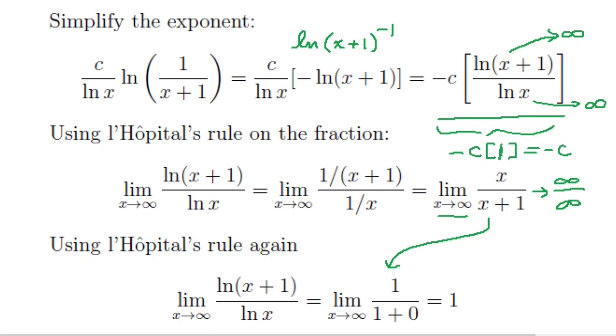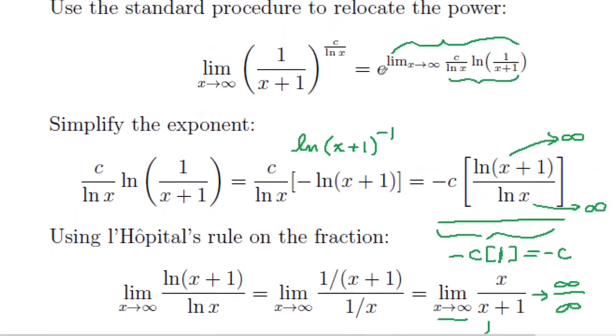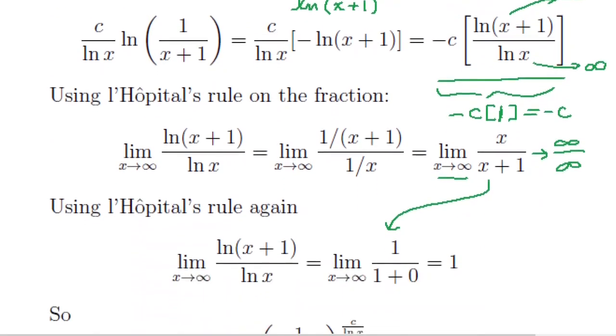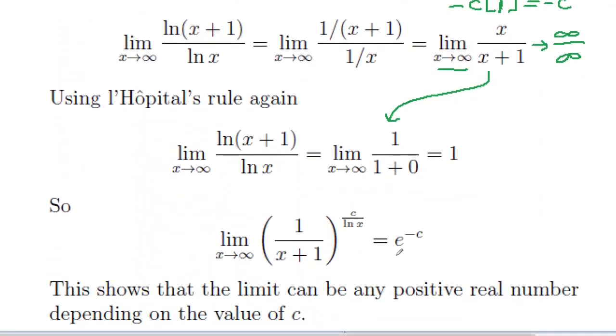And that means the limit that we have here in the exponent is minus c, and the answer therefore is e to the minus c. And depending on the specific value of c, this e to the minus c can be any positive real number. And therefore, we have an infinity of possible values.